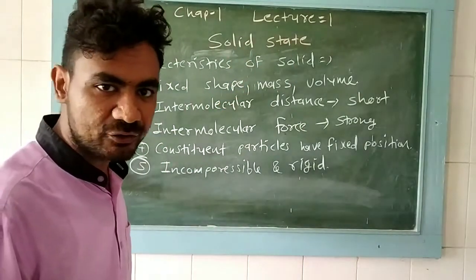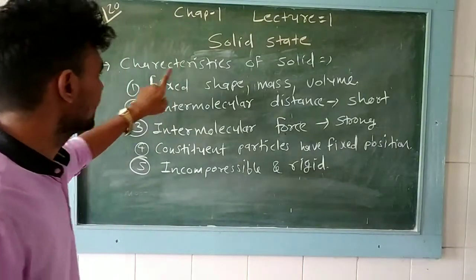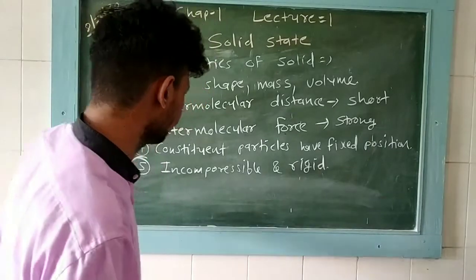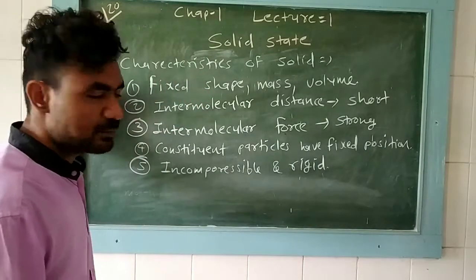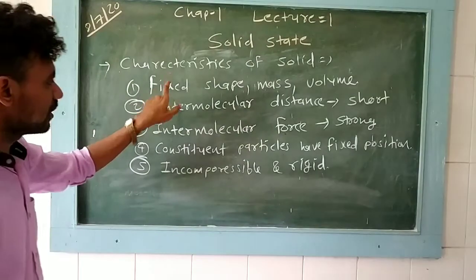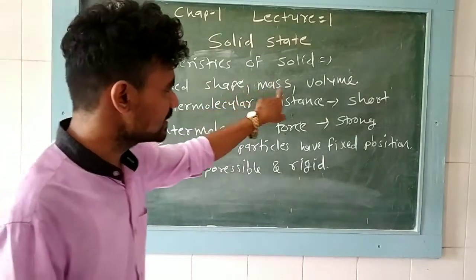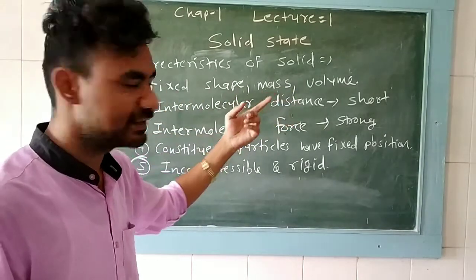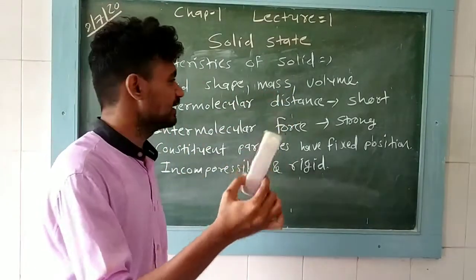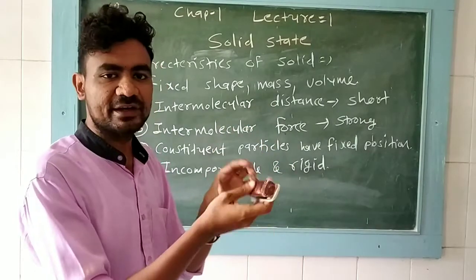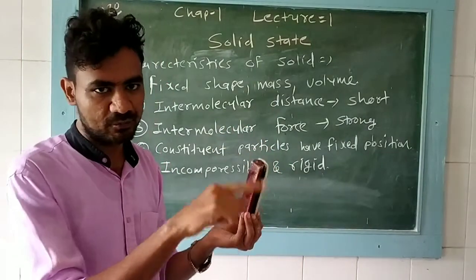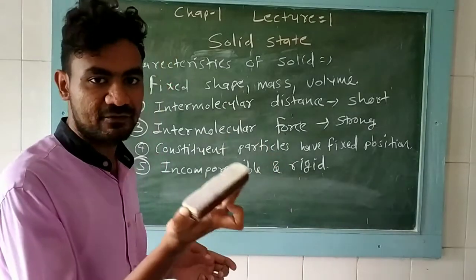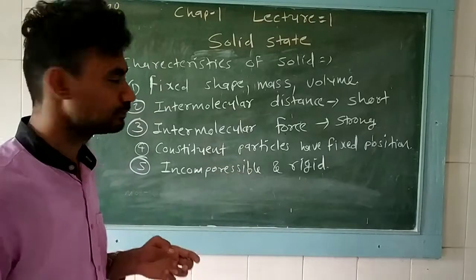So the first topic for today is characteristics of solid, or you can say properties of solid. The first point for that is solids have fixed shape, mass and volume. This point you are learning from primary. Suppose this is a solid, it has fixed shape, fixed mass and fixed volume, how much area it takes. So it has fixed shape, mass and volume.